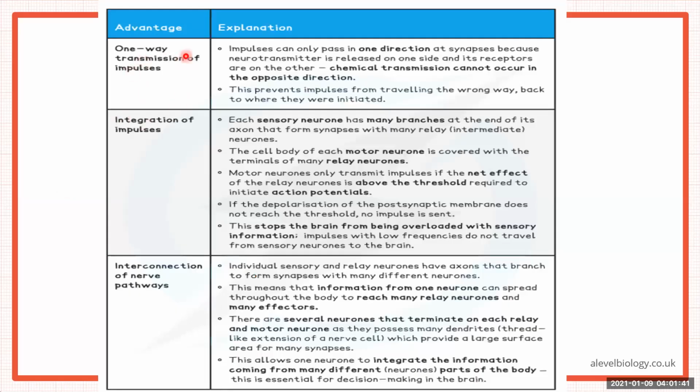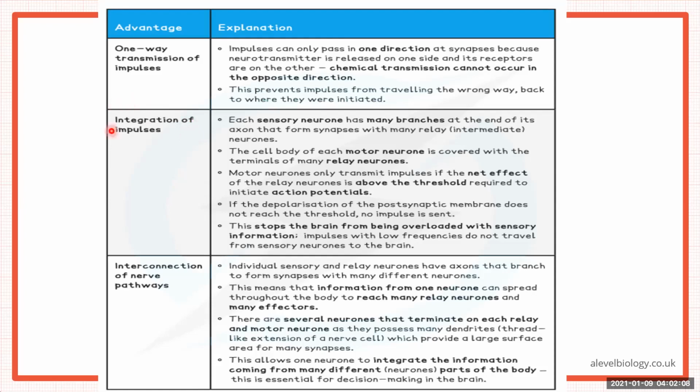When we talk about one-way transmission of impulses, impulses can pass only in one direction at the synapses because of the neurotransmitter. It is released only on one side and its receptors are on the other, right? So chemical transmission cannot occur in the opposite direction. This prevents impulses from traveling the wrong way back to where they were initiated, right? So that's the explanation of one-way transmission.